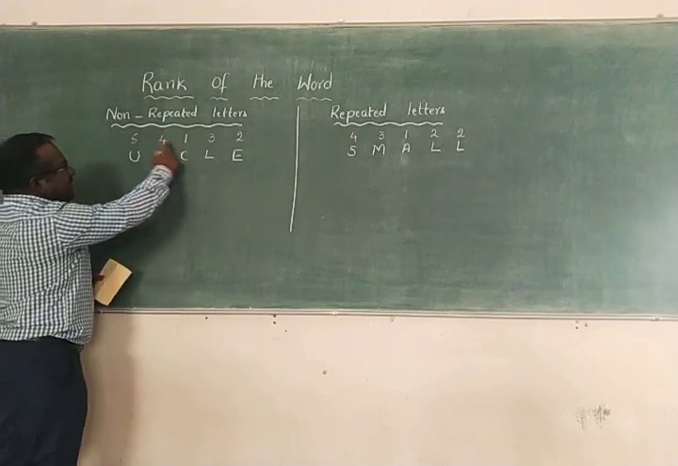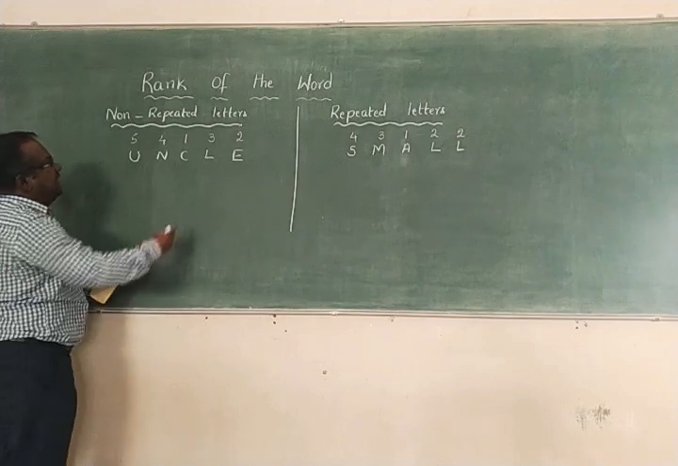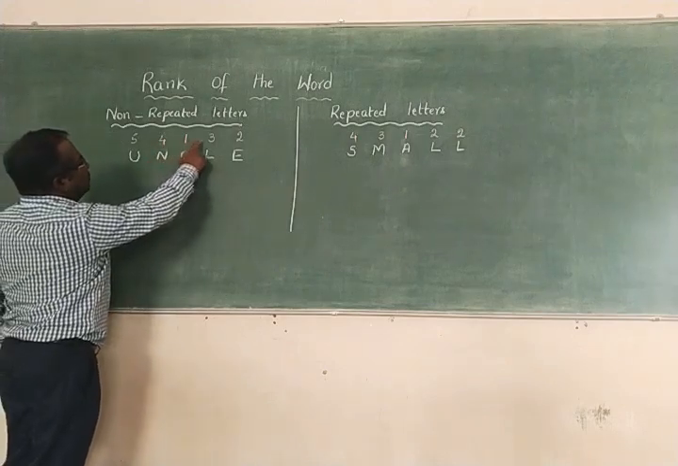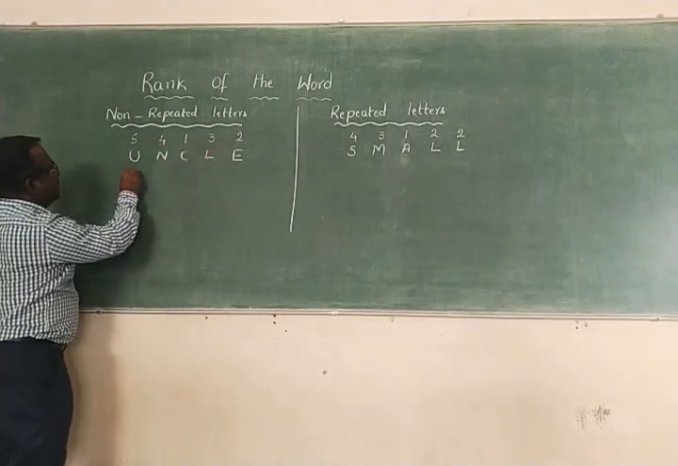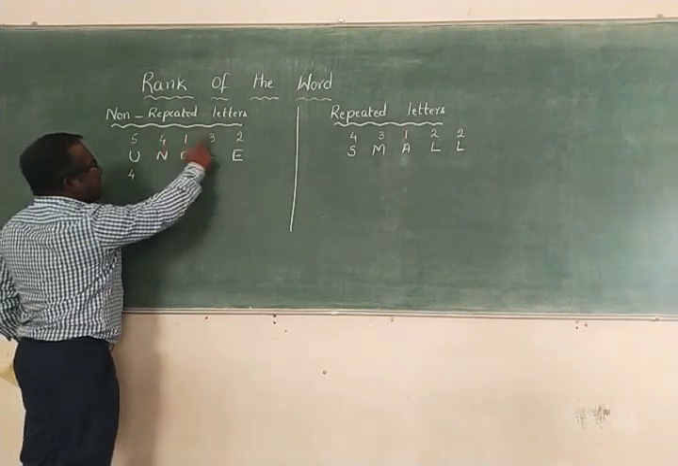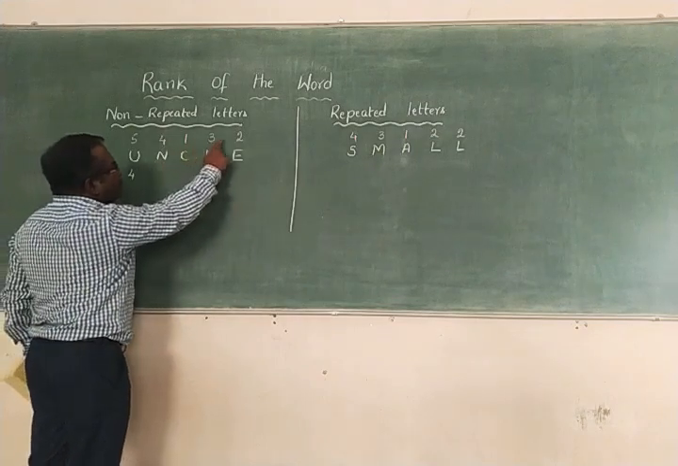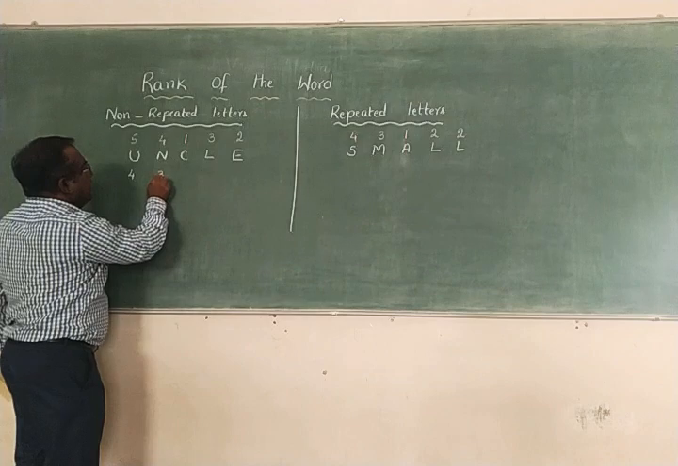Now, less than 5 on the right side. 1, 2, 3, 4. So you can write here 4, children. Less than 4 on the right side. 1, 2, 3. Write here 3.